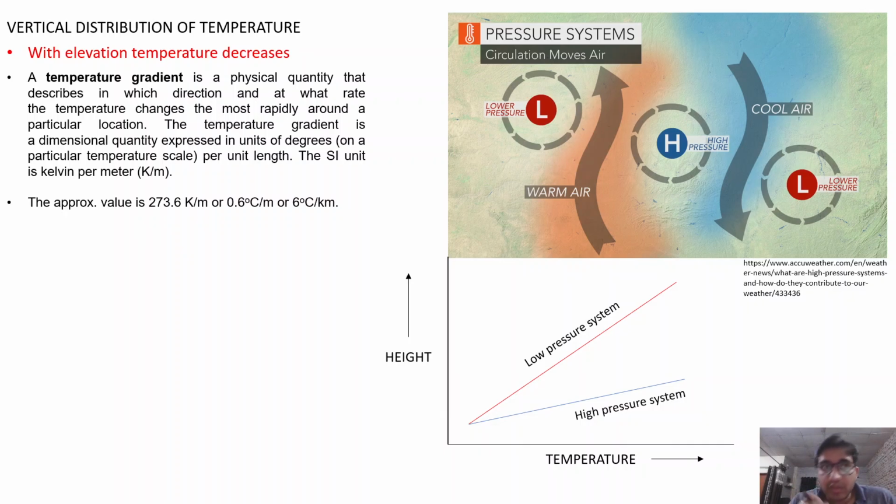Now, when we talk about the vertical distribution of the temperature, it means what is the variation in the temperature with height or altitude. Normally, we have come across the fact that with height, the temperature decreases. So with elevation, the temperature decreases. This is a known fact. But is it really like that?